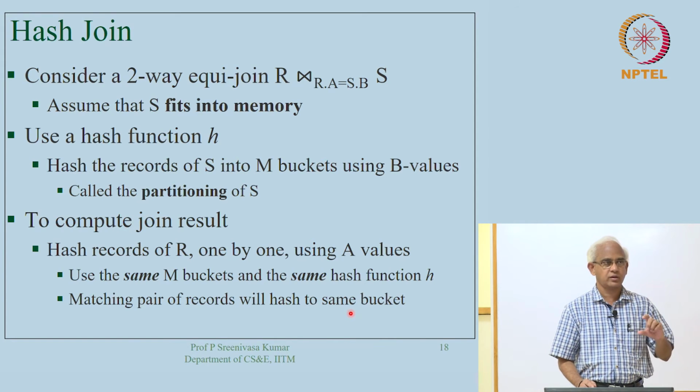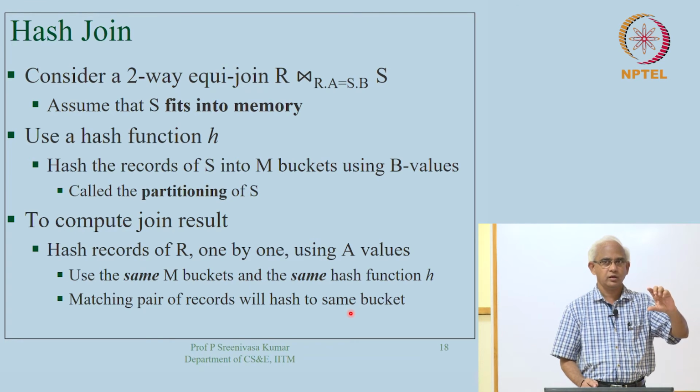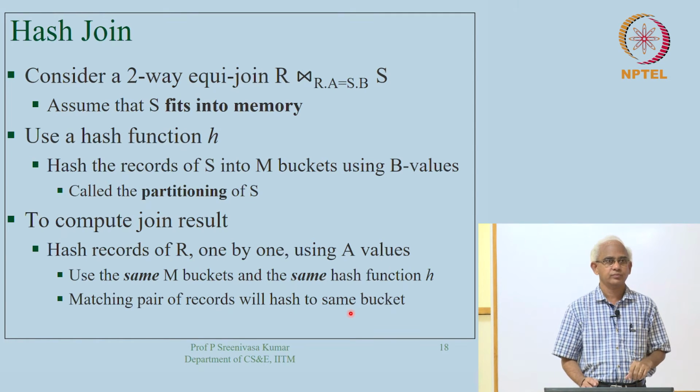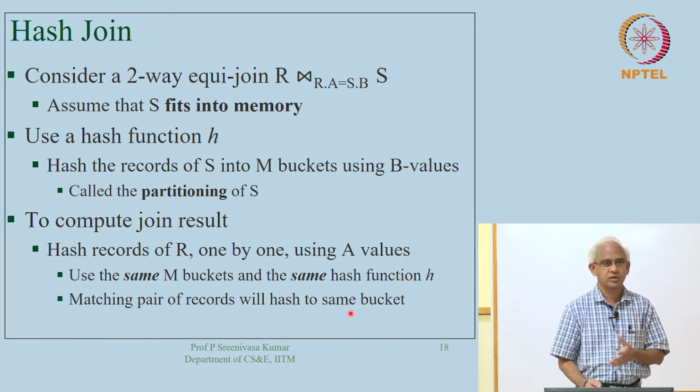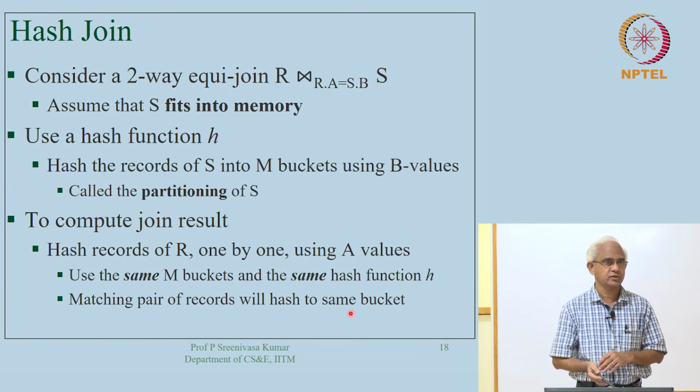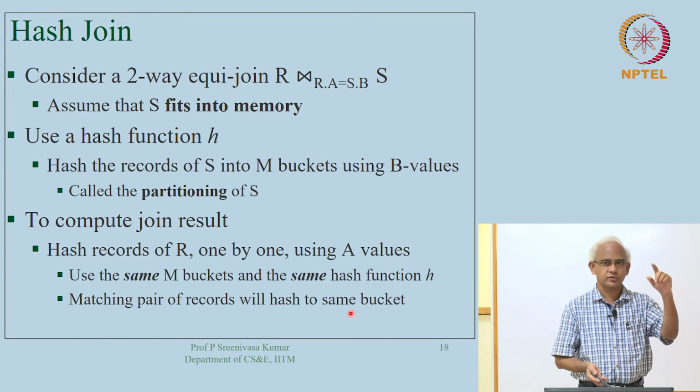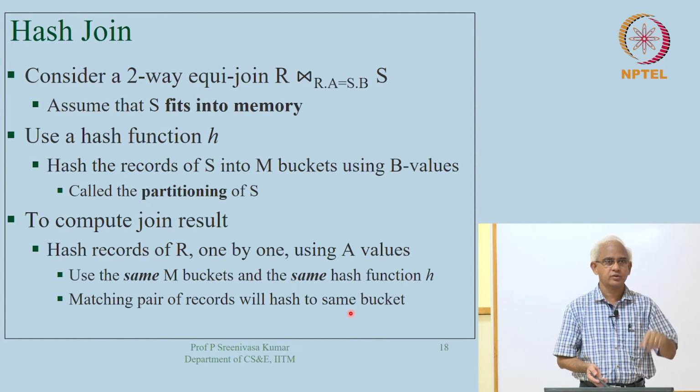So you read in a record of R, you hash it and then you go to bucket 10, and in that bucket you can search for matching records. You will not find these matching records anywhere else in the file, you will only find them there, because that is the property of the hash function, and that is a small space. So you can search there and figure out all of this.